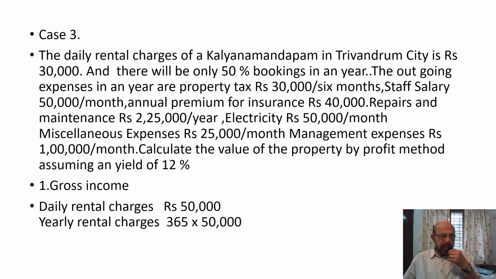Case 3. The daily rental charges of a Kalyana Mandapam in Trivandrum city is rupees 30,000, and there will be bookings only at 50% in the year. The outgoing expenses in the year are property tax rupees 30,000 for 6 months, staff salary 50,000 per month, annual premium for insurance 40,000, repairs and maintenance rupees 2,25,000 per year, electricity rupees 50,000 per month, miscellaneous expenses 25,000 per month, management expenses rupees 1 lakh per month. Calculate the value of the property by profit method, assuming a yield of 12%.